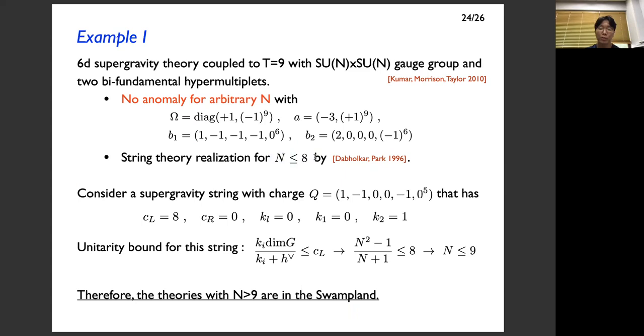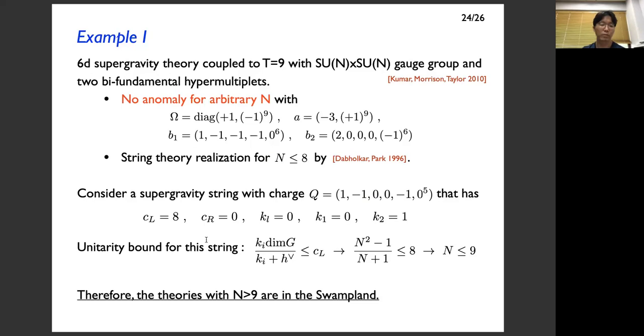And in this supergravity theory, we will consider a supergravity string with charge given by this. And by using anomaly inflow, you can compute the central charges. After removing center of mass degrees of freedom, the left moving central charge for this string is given by 8, and the right moving central charge is 6. And the anomaly is non-trivial only for the second SU(N) gauge group. Okay, the anomaly is trivial for the first SU(N) and SU(2) left flavor symmetry. And we have the current algebra for the second SU(N), and then we have a unitarity bound like this.